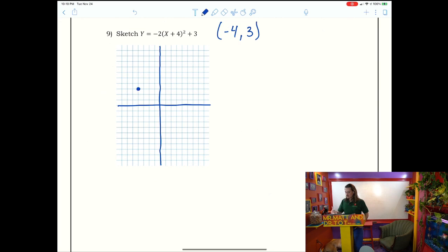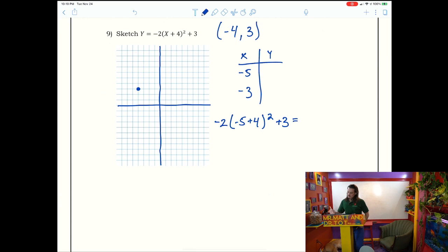I'm going to check or evaluate the equation at x is equal to -5 and x is equal to -3. So at -5, I get -2 times -5 plus 4 quantity squared plus 3. That's going to be -2 times -1 squared plus 3. Negative 1 squared is positive 1. Positive 1 times negative 2 is a negative 2. A negative 2 plus a positive 3 is going to be a positive 1. So at negative 5, I'm at positive 1.